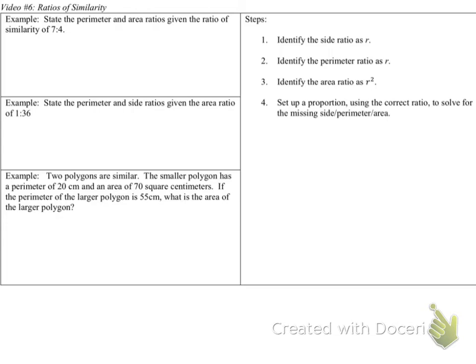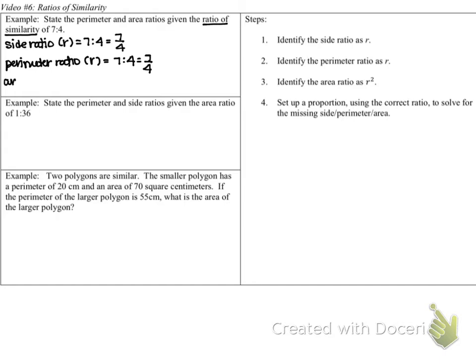Okay, so what we want to do, again, I'm following the directions off to the side. We want to state the perimeter and area ratios given the ratio of similarity. If we were told this is the ratio of similarity, the understanding is that this is going to be the side length ratio. So I would say that the side ratio, which we also call R, is going to be 7 compared to 4. Now, this can also be written as a fraction if you choose to. It's not necessary, though. Now, the perimeter ratio is the same as the side ratio. So this is also R, which means this is also 7 to 4, which can be written as a fraction.